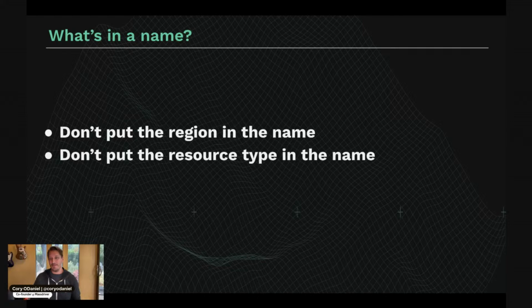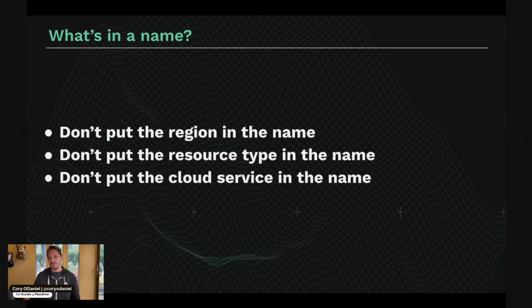Don't put the resource type in the name. You know what it is. It's in the ARN. You're going to see that it's an RDS database or an RDS replica in the ARN. And don't put the cloud service in the name. These are a lot of things you see people put into the names, and it's really repetitive. Like, you know what they are from the ARN, you know what they are from the API call. So these are 3 things that I try to avoid personally.